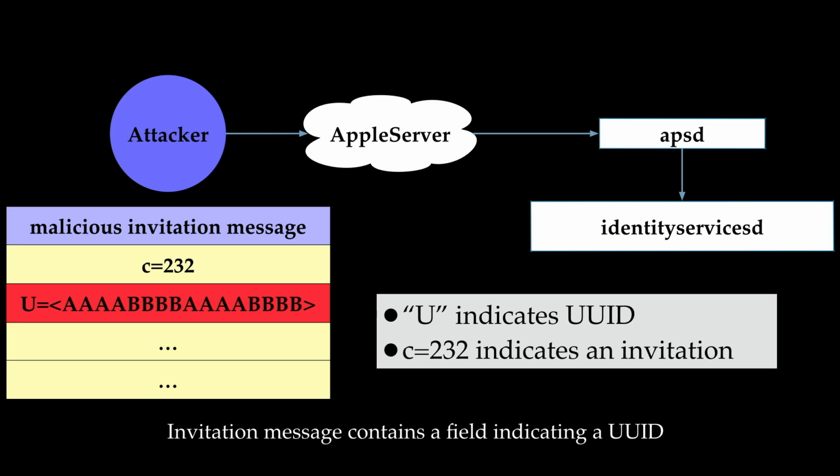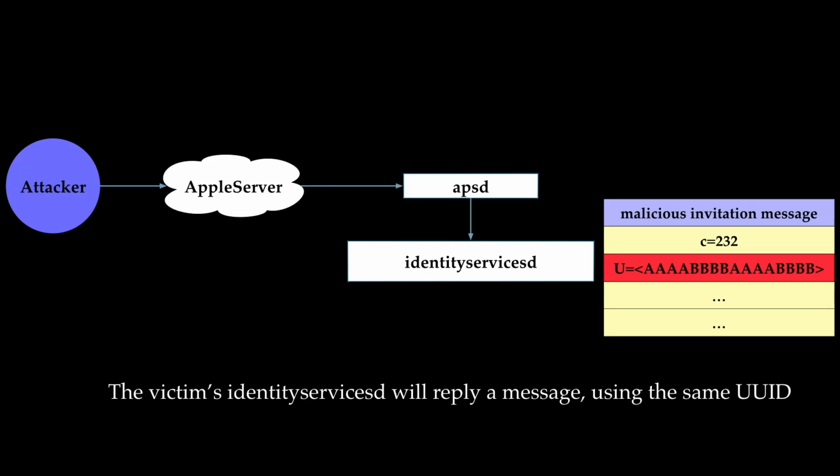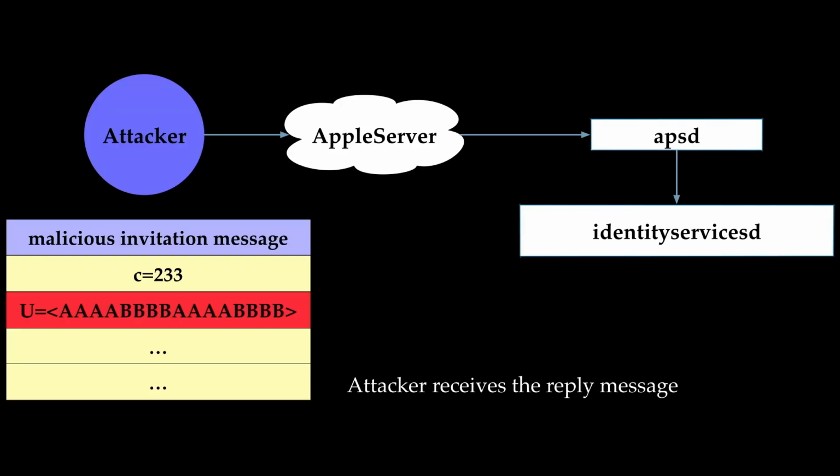But we found a way to trigger the receiver. We can force the receiver to reply with a message. In the replied message, we found the same UUID. So basically, no matter whether the receiver accepts or declines or notices the FaceTime call, we can force the receiver to generate a reply message. And so far, nothing special.